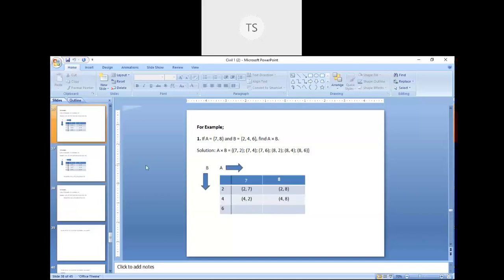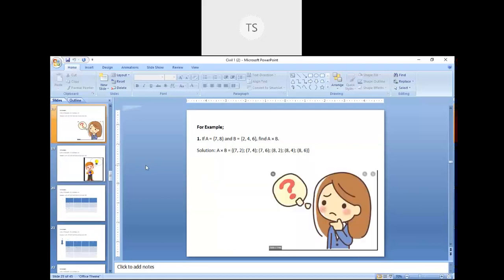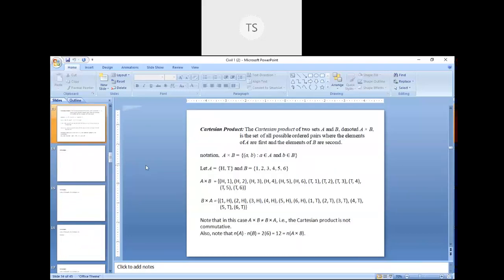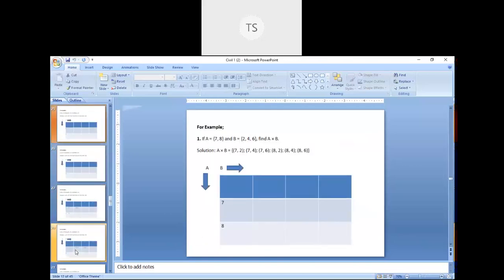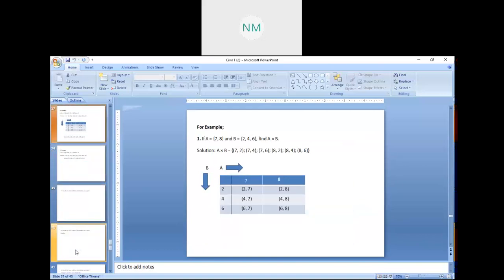Now, one important point was there. Now see, this point is important. Here, number of elements in set A into number of elements in set B is equal to number of elements in the Cartesian product of A and B. So, let's go to our example.